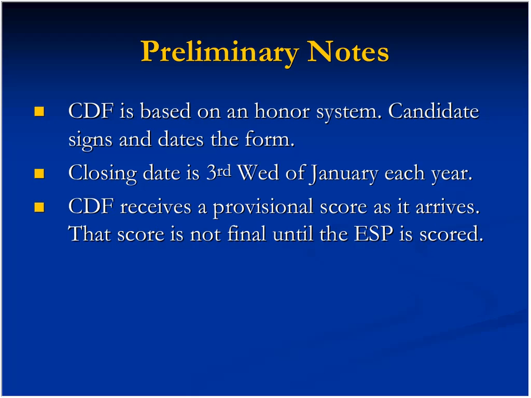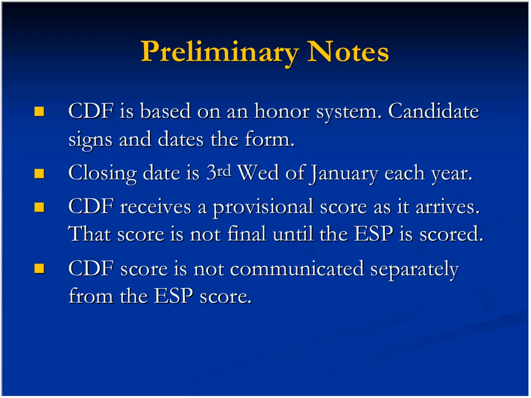A candidate data form receives a provisional score as it arrives. That score is not final. That's a provisional score assigned by the evaluator. But that score is stored and is kept until the executive skills portfolio is scored. That's for some technical reasons about particular activities that trigger an audit of the score, and I don't want to get into all those technical details, but that's why it's not final until the ESP is scored.